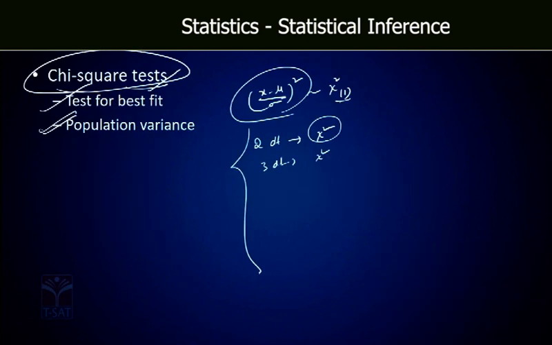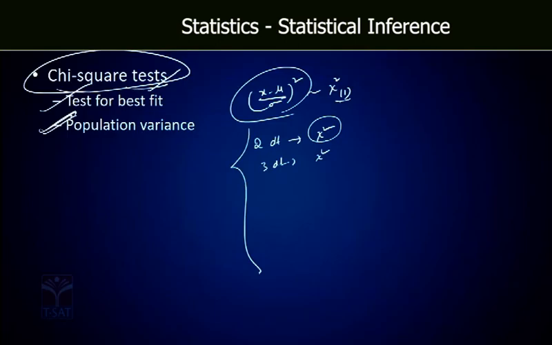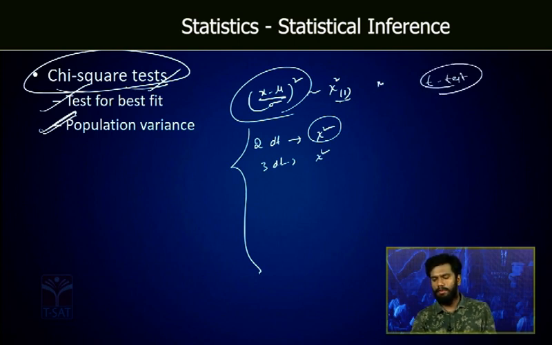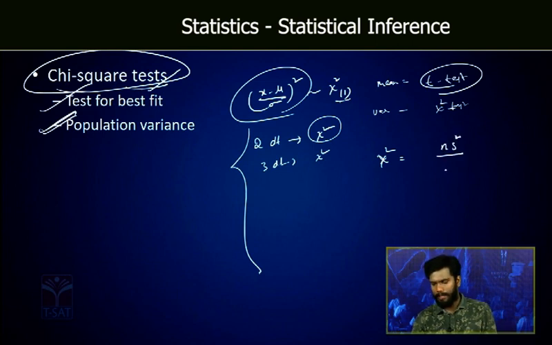Now the next test that is based on the chi-square is testing for the population variance. For testing the population mean, what did we use? We used the t test. For testing the population variance, we use the chi-square test. See here, this chi-square test statistic is given by n times capital S square divided by sigma naught square.